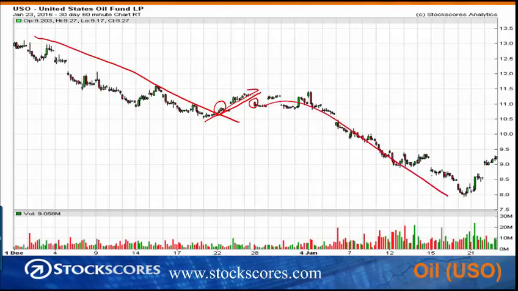So my point is that by using trend lines, sometimes you can get into these positions sooner. You could also draw an upward trend line like this or like this. The more times a line of support or resistance is touched, the more important it is.